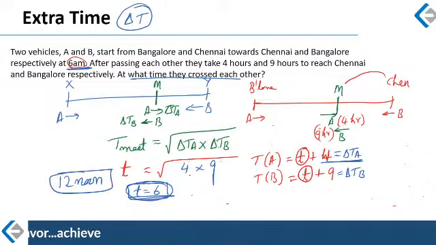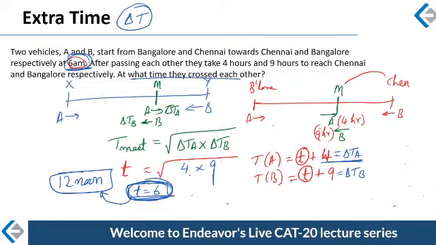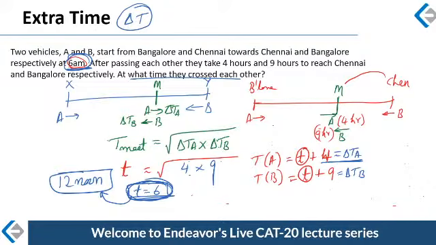6 o'clock they started and they wanted 6 more hours. Therefore, the answer is 12 noon. By 12 noon, they are all meeting together and then proceeding to their destinations. Pretty simple question.